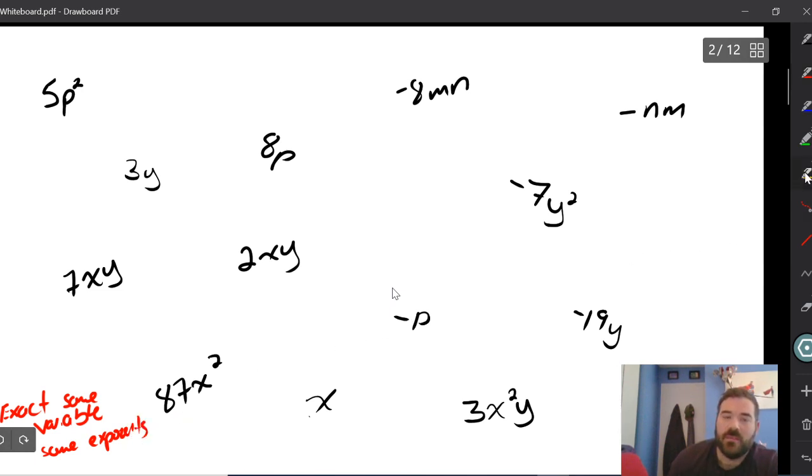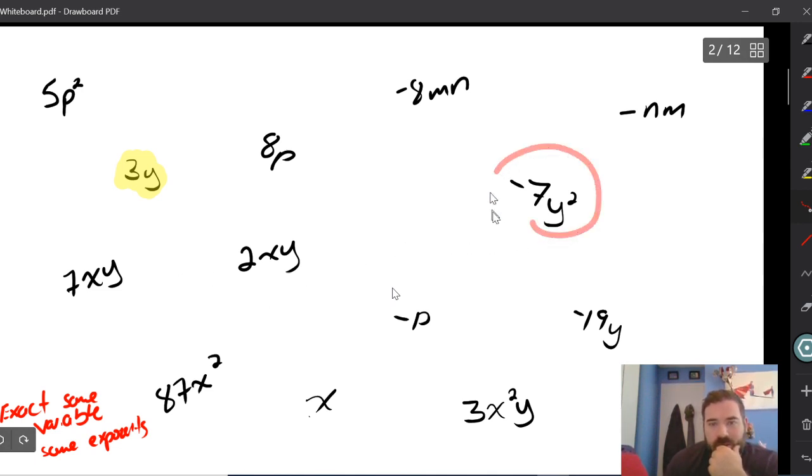So let's start with this 3y right here. I need to find another term that is like 3y. So another term that has possibly a different coefficient, but the variable is exactly the same. The only variable that term can have is a y. So let's look around. I see that 7xy has a y, but it also has an x, which means its variables are not the same as 3y. 3y and 7xy are not like terms because it's got this extra x that the 3y doesn't have.